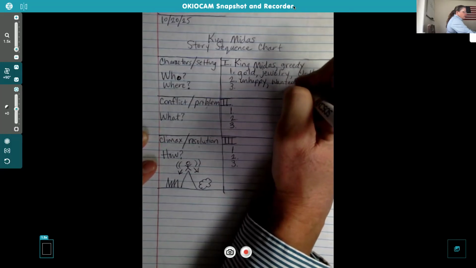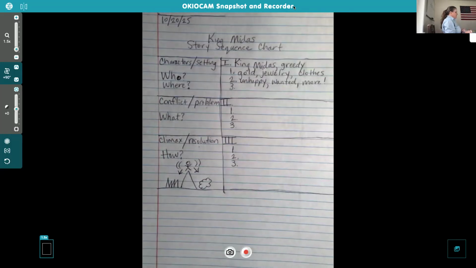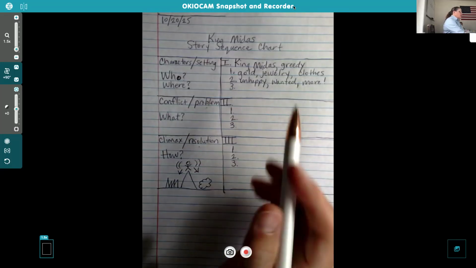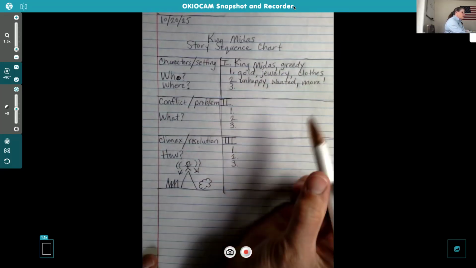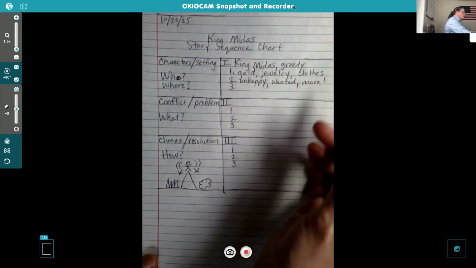Do you see how now we're not looking at each sentence of the story? We're finished with that for now. Now we're looking at the whole concept of who's in the story, what's happening, and where they are. He's unhappy, wanted more gold. We haven't mentioned his castle yet. We need to mention the setting, so maybe we could put that up here. Palace or castle.